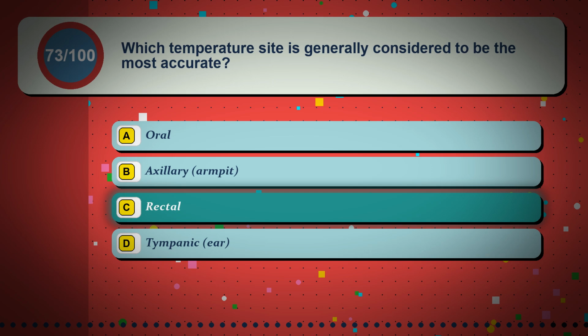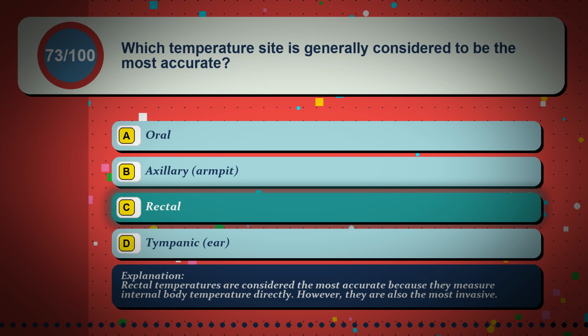The correct answer is option C, rectal. Rectal temperatures are considered the most accurate because they measure internal body temperature directly. However, they are also the most invasive.